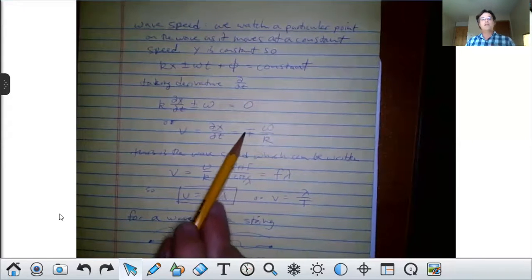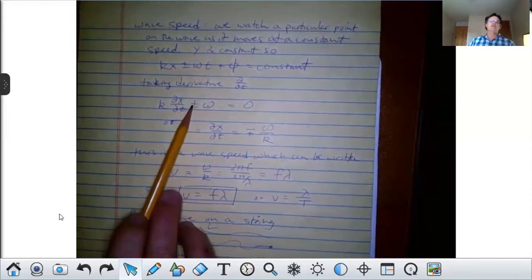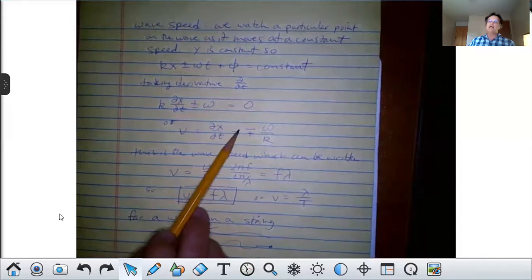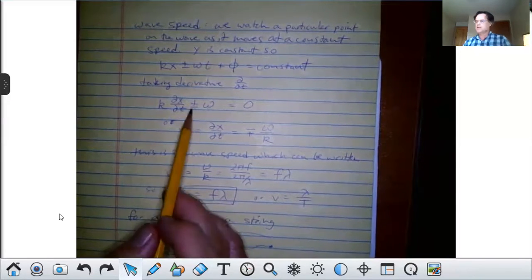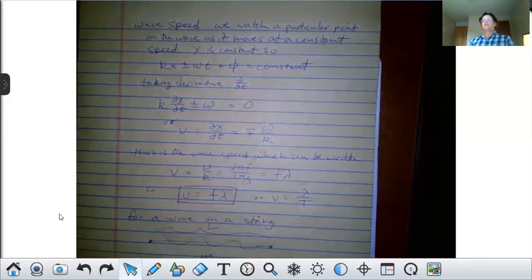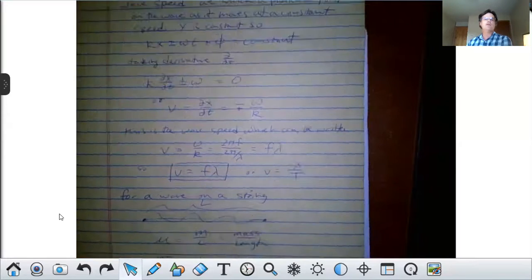But this tells me the significance of the sign. What it says is that if the sign started out as positive in front of omega, the wave speed is negative, which means it's moving to the left, or in the negative x direction. If the sign starts out as a negative in front of omega, the wave speed is positive. It's moving to the right, in the positive x direction. Okay, so that tells me the significance of the sign.